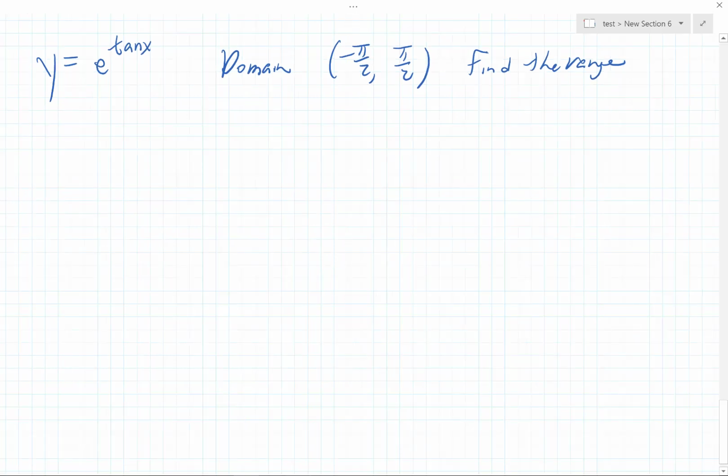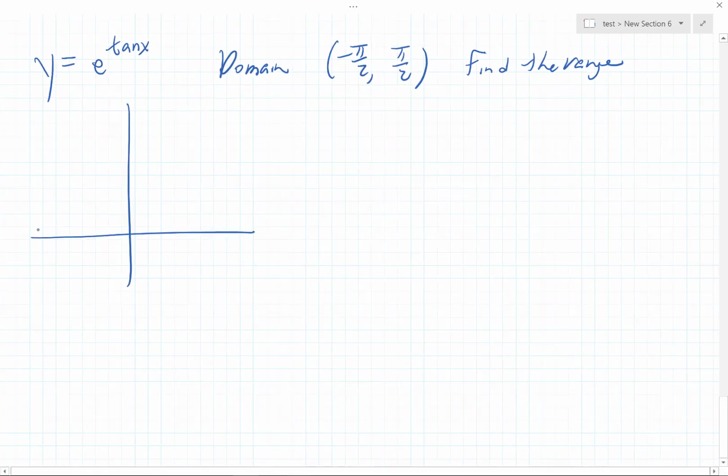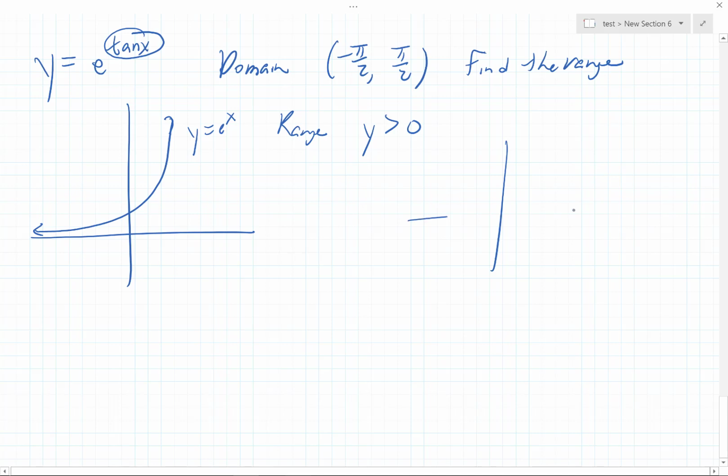Okay, so for this guy, if you had just a normal e to the x, it looks a little something like that. So that's just normal e to the x. So the range of this guy is just that the y's are greater than 0. But now we're like, okay, well, does that restrict anything, that tangent of x? Am I getting all the possible values I can get out of that? And yeah, because the tangent looks like that. So that's y equals tangent of x, and it goes from negative pi halves to pi halves.